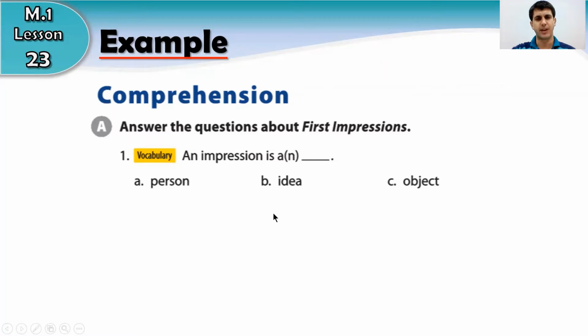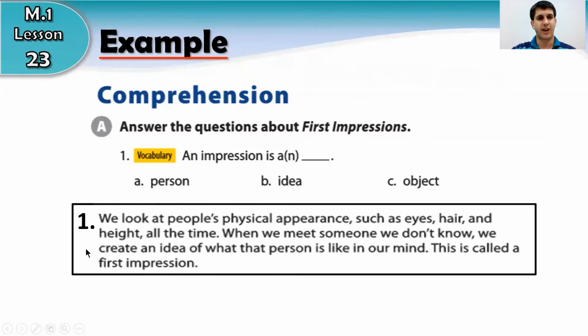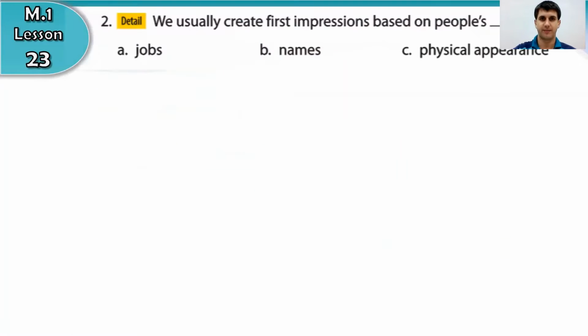What do you think, A, B, or C? You can find the answer in your book. If you read, here it says, we create an idea. This is called an impression. So impression is idea, which is answer B. Well done if you were correct.